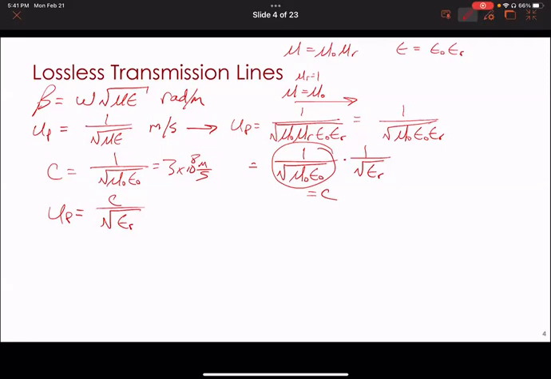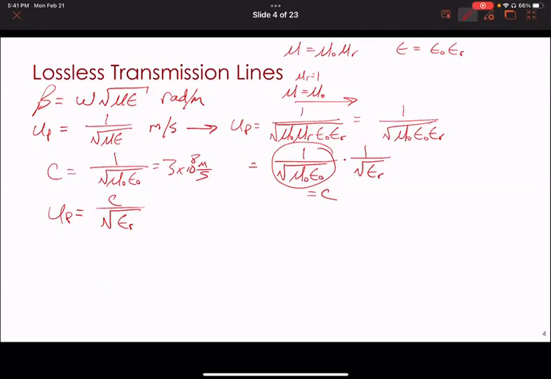So if I told you that it's lossless and the epsilon_r was 9, what would the actual value of the speed be? Yeah, instead of 3 times 10 to the 8, it'd be 1 times 10 to the 8. You can always use this if it's lossless.